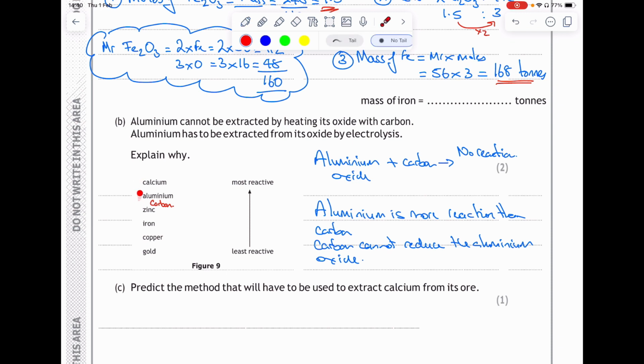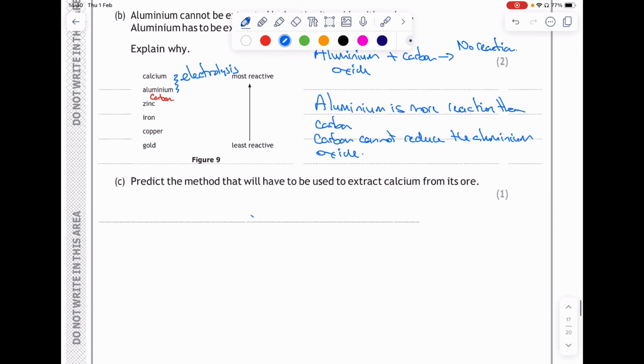Predict how we'd get calcium. So calcium in this list is high up. So any of these ones up here, these two, we have to use the process of electrolysis in order to extract those metals from the ores. Okay, so the answer to this one is electrolysis.